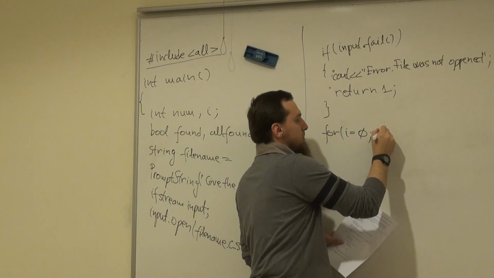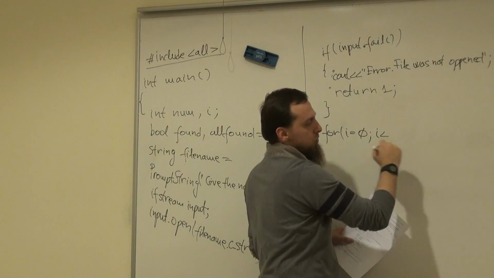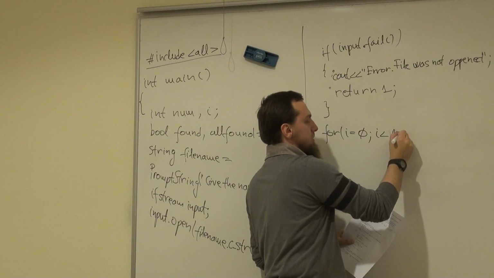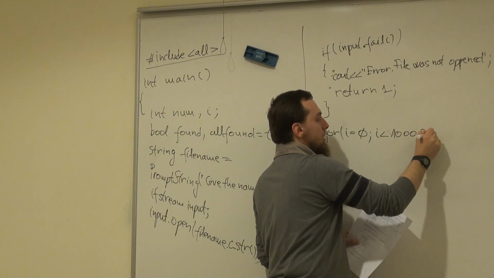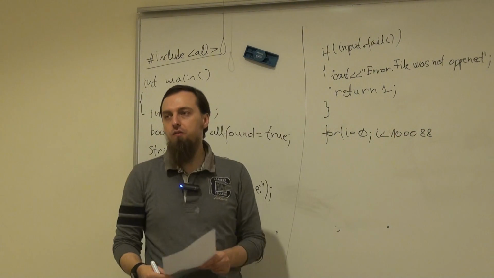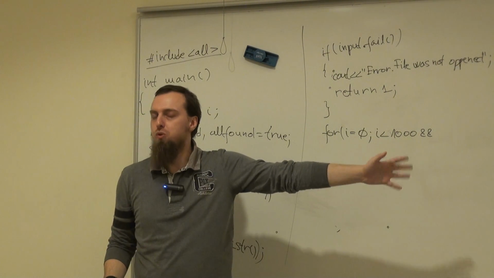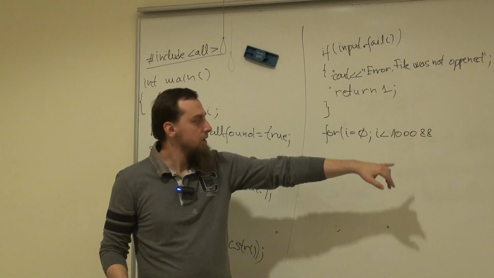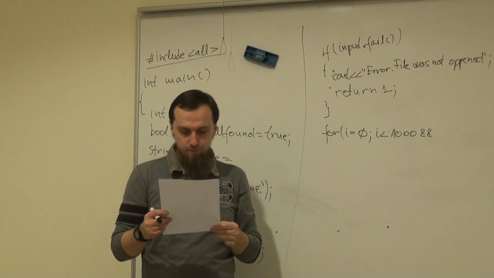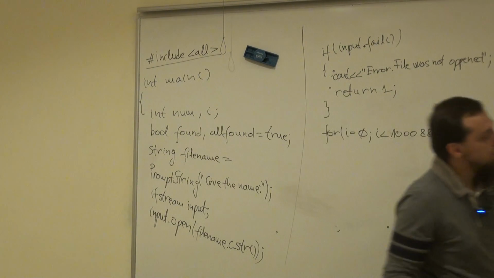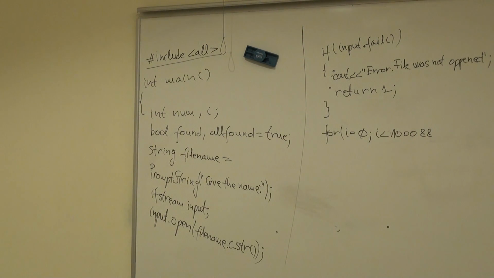And when should I stop? Up until I go to 999, so i is smaller than 1000. Or what? If I see that 19 does not exist in the input file, I shouldn't check for 20, 21, and everything else. And what? If all found is true, I should continue.